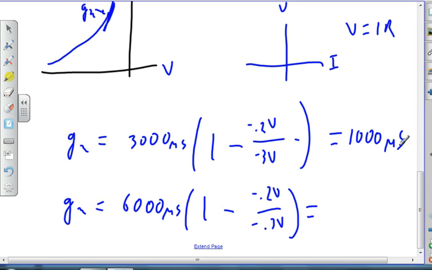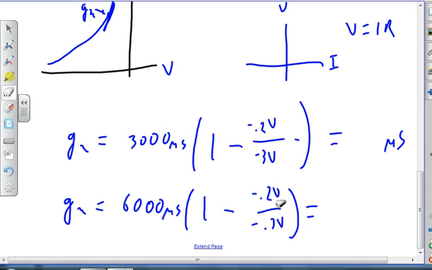I'm going to do it again. No, we're not. That's wrong. I bet you it's 100 microsiemen. What do you think? 100, because there's no point there. It's 0.2 divided by 3. No, that can't be right either. All right. Is it 2,800?